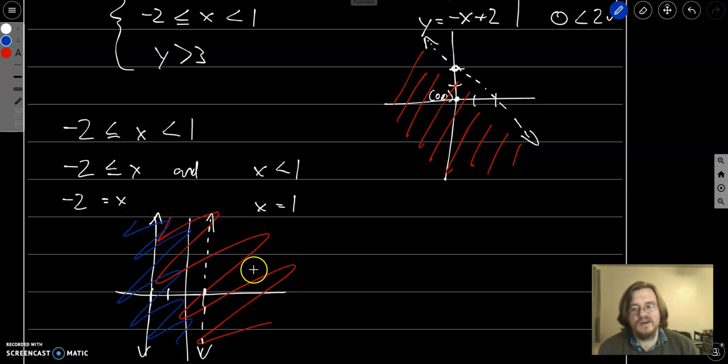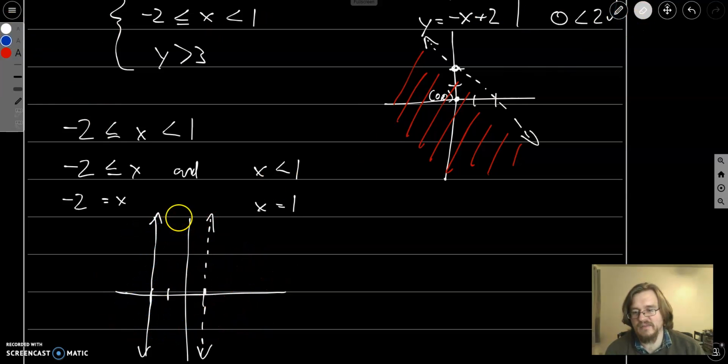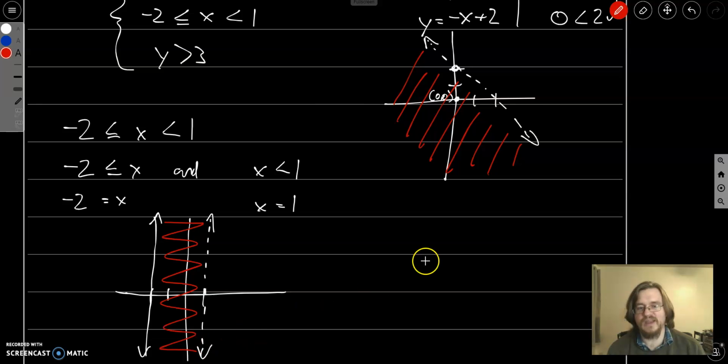So what we want is where our regions overlap. Right now this is a bit of a mess, so let's draw this in. We want everything to the right of negative 2, because x is greater than or equal to negative 2, and everything to the left of 1. Well, that's this little band right in the middle. So this is where x is greater than or equal to negative 2, but less than 1.